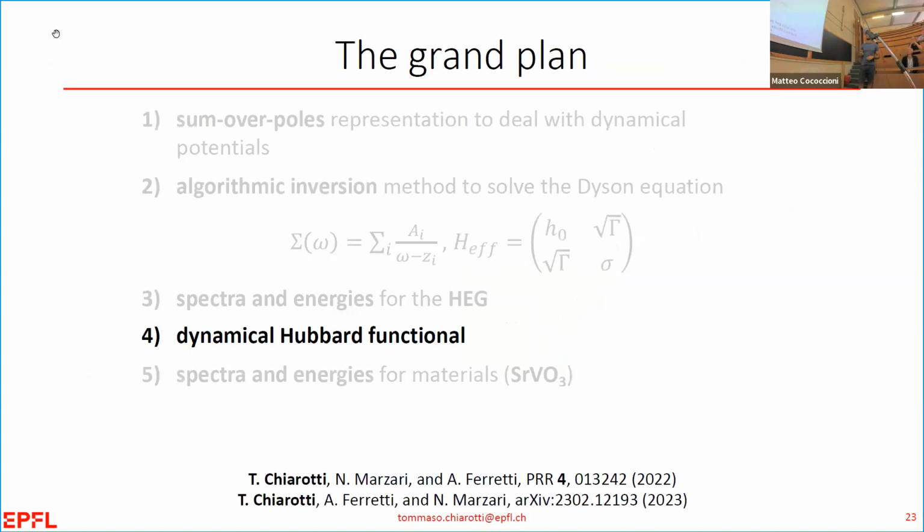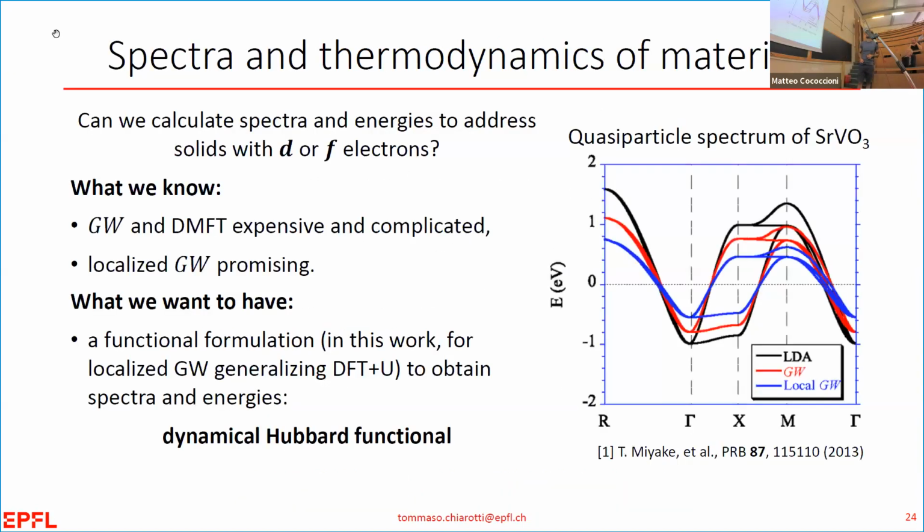Okay, but then we wanted to go to real materials, right? So we wanted to apply our formalism to real materials. And so we sat down and we said, okay, fine, but what exactly do we want to do? Do we want to implement many-body perturbation theory? Do we want to implement an approximation of this, which is called GW? What do we want to do? What materials do we want to analyze?